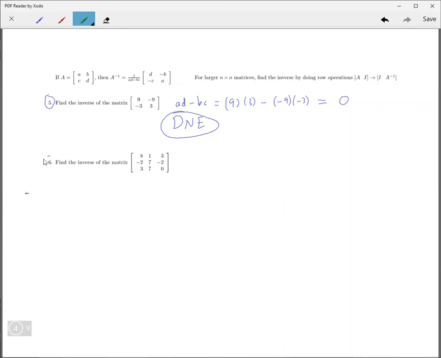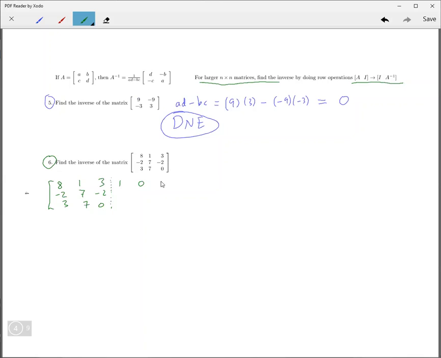Okay, so number 6, find the inverse of this matrix. So here we have a larger matrix, and the way that we're going to do the larger matrix is doing this. Okay. So let me just walk you through this one. So you form a large matrix where you just copy this one down. And then you continue this out. You can put some dotted lines here if you want to keep a boundary.